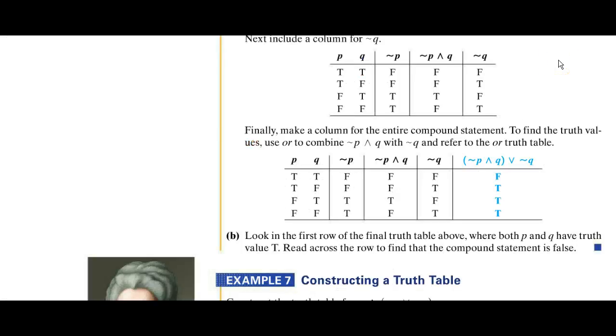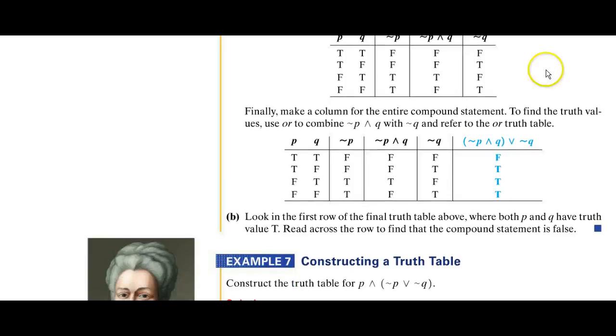That may take more study, but looking at it carefully, we're now going to add our final column where we're looking at the event. And we see then false, true, true, true. So look in the first row of the final truth table above, where both P and Q have truth values true. Read across the row to find the compound statement is false.